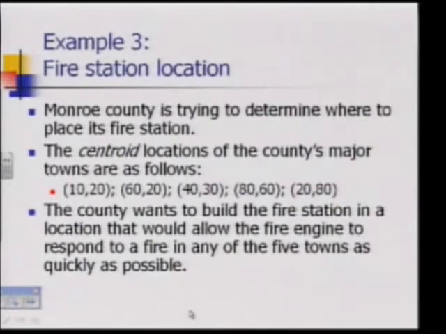Okay, another example. Let's say Monroe County is trying to determine where to place its fire station. The central locations of these counties' major towns are these locations. The county wants to build the fire station in a location that would allow the fire engine to respond to a fire in any of these 5 towns as quickly as possible. So what's the difference between this problem and the previous one? Well, if you're taking whole towns, you might be able to use that straight line approach with this.